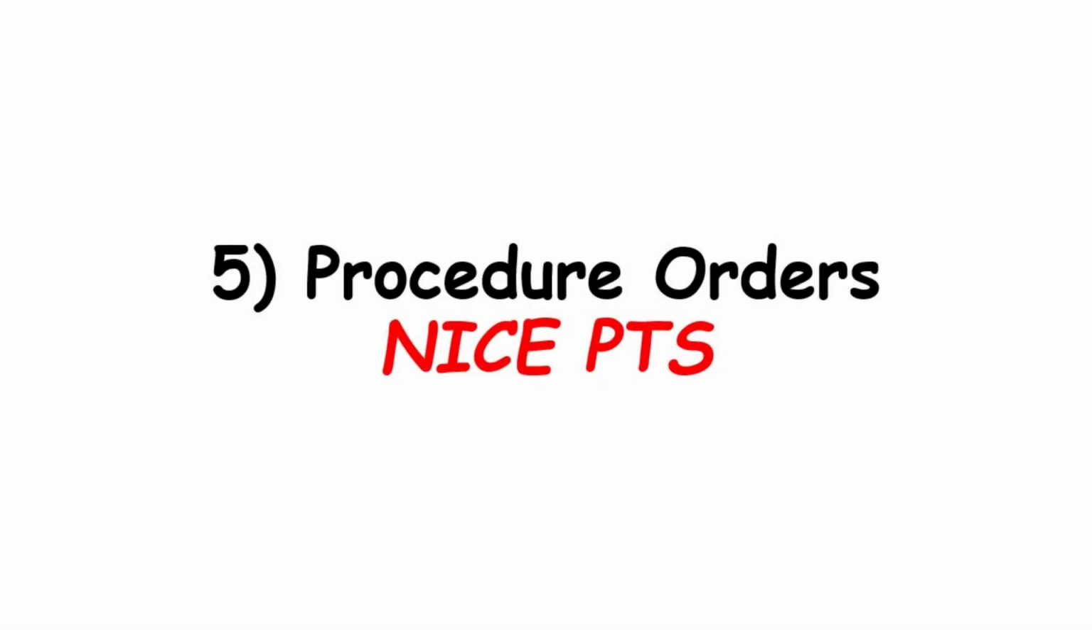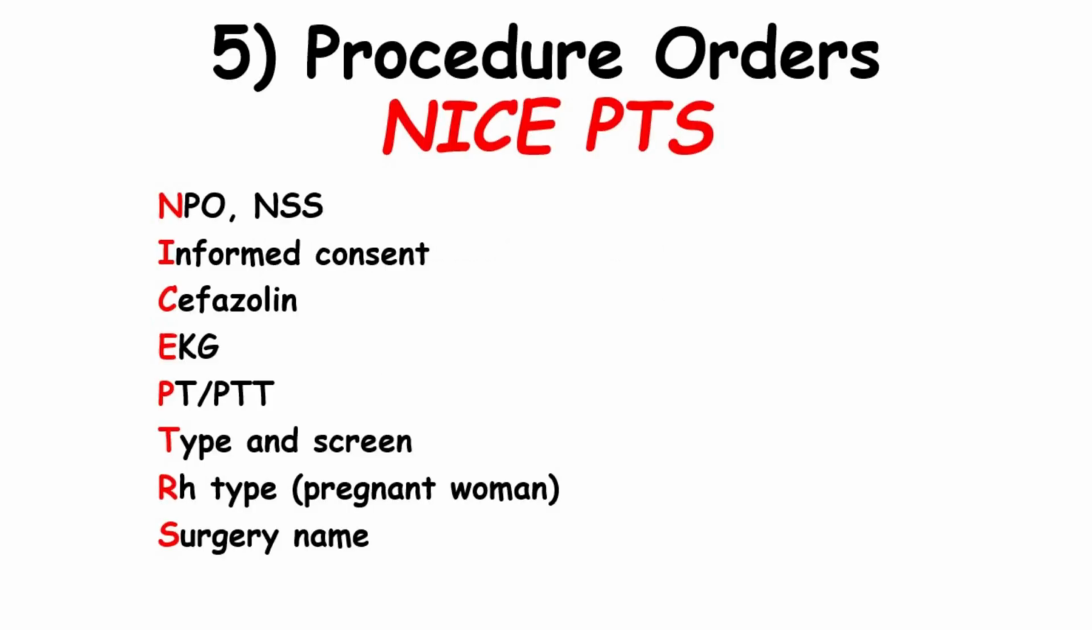The acronym for the pre-op procedure orders is NICE Patients, which is what we all hope to have someday. The acronym stands for N, which is NPO and NSS for pre-op fluids, I for informed consent, C for cefazolin, which is your pre-op antibiotic, E for EKG, P for PT/PTT, T for type and screen, and R for RH type if they're pregnant. And then S for surgery name, which is the name of the procedure that you will be performing.